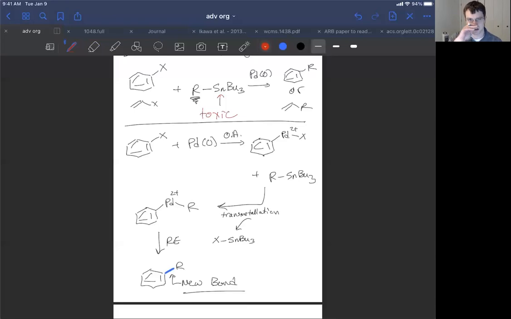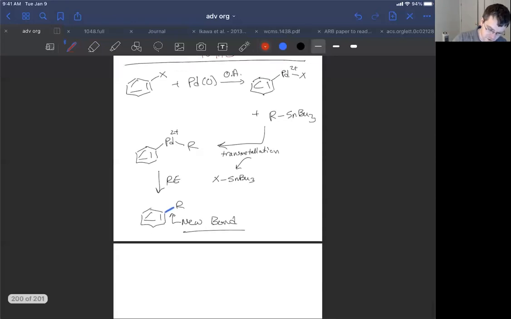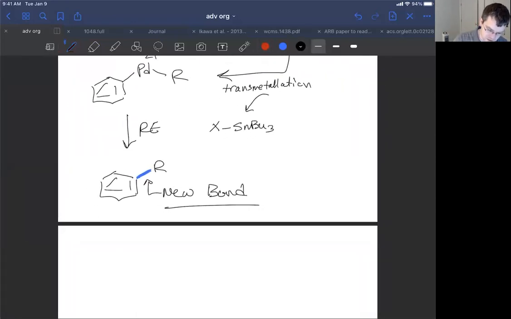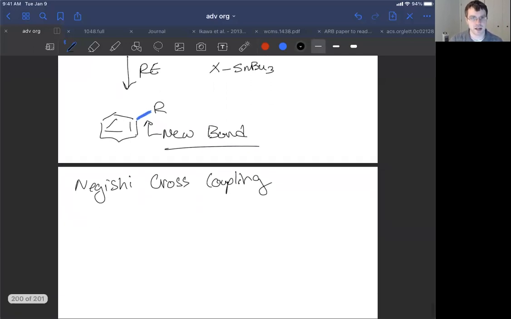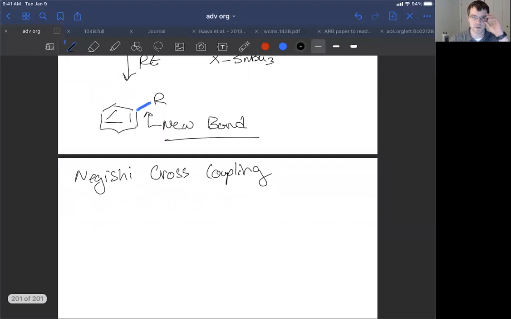Okay, let's try to evolve this idea of oxidative addition, transmetallation, reductive elimination. Oxidative addition, transmetallation, reductive elimination. Let's take that one step further and consider an alternative cross-coupling reaction like the Negishi cross-coupling reaction. So the Negishi cross-coupling reaction uses the same strategy, except we're going to use an organozinc species instead of an organostannate, an organotin species.